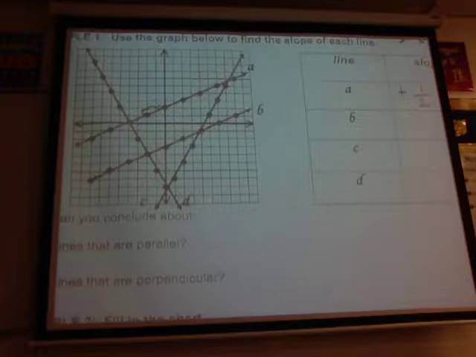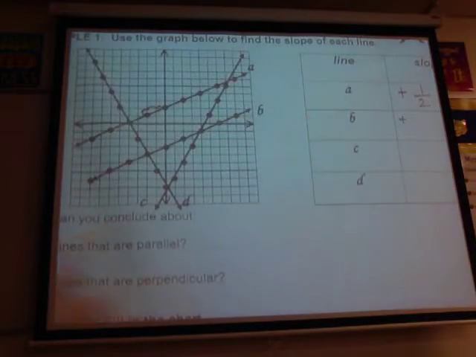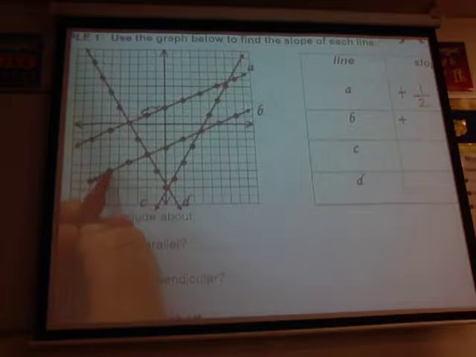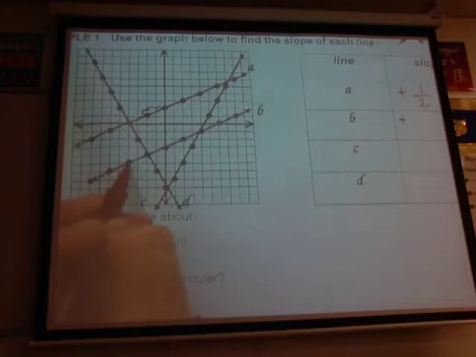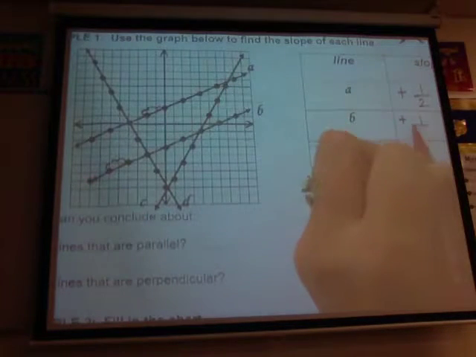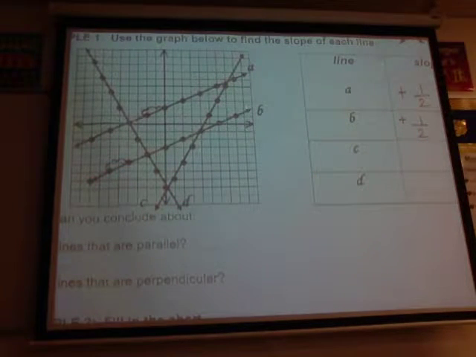Now what about B? Pick 2 points. It is positive. How many do I go up? I want to go from this point to this point. Up 1. Over 2. Good.